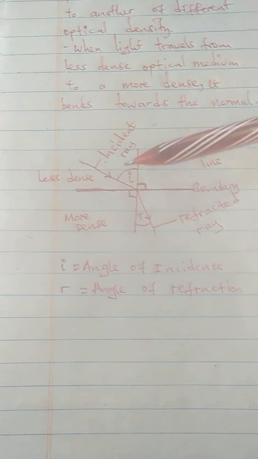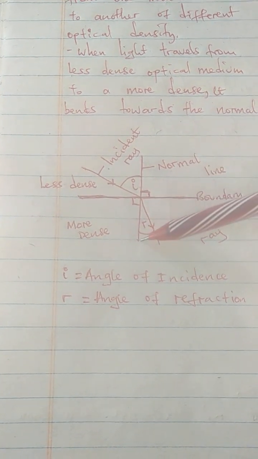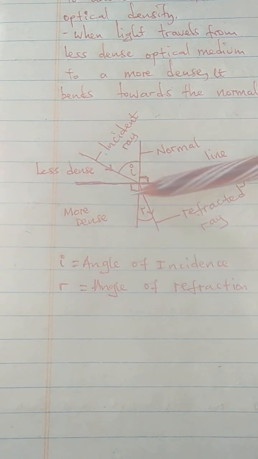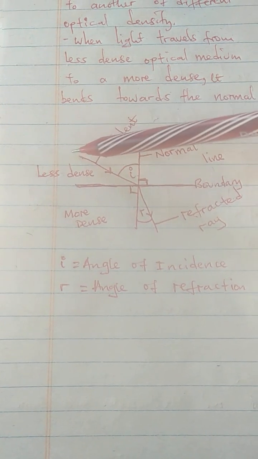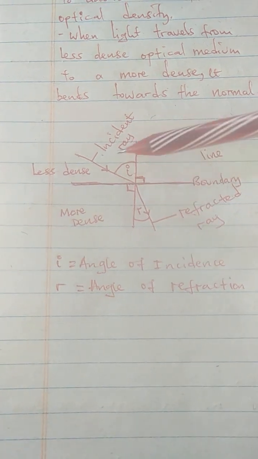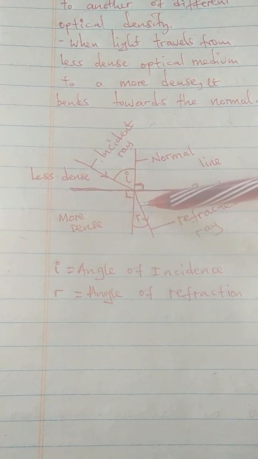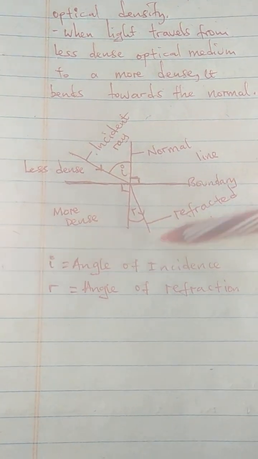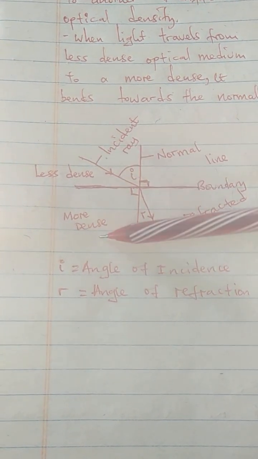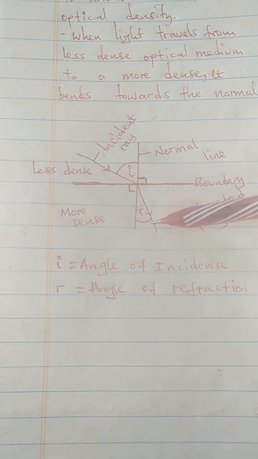If you look at this diagram, this line, which is called the normal line, is the imaginary line that is perpendicular to the boundary. The ray of light that is entering the medium, we call the incident ray. And the one that is coming out of the boundary, entering the medium, we call the refracted ray. Whenever light is moving from less dense to more dense, it bends towards the normal. You can see the way it has bent.